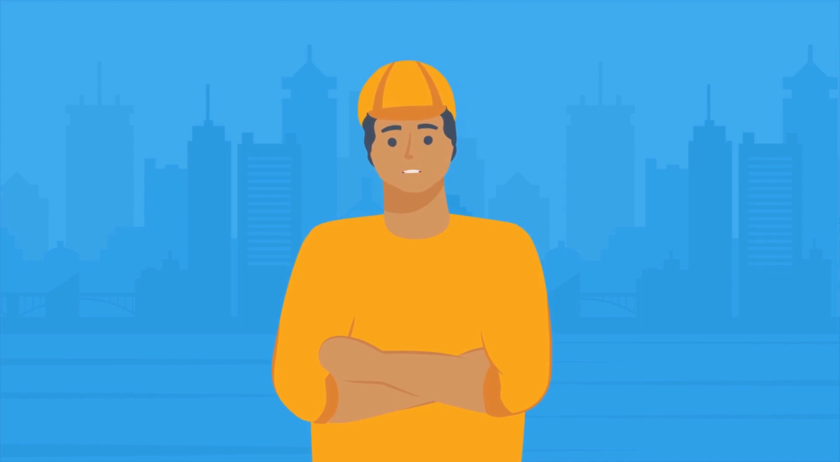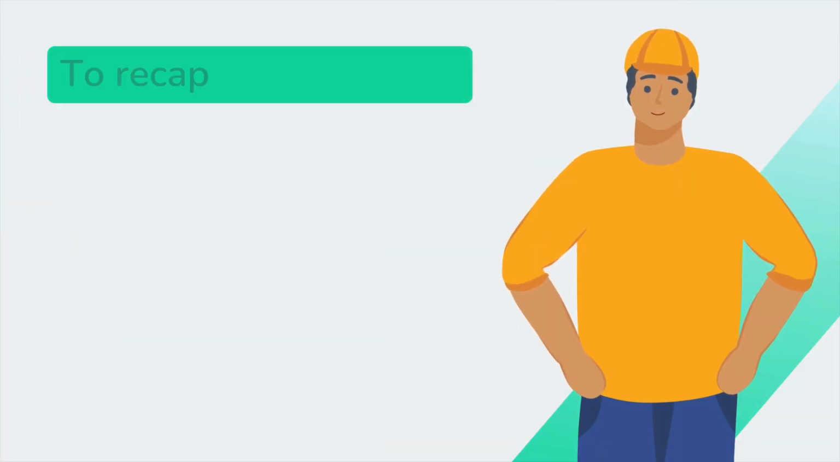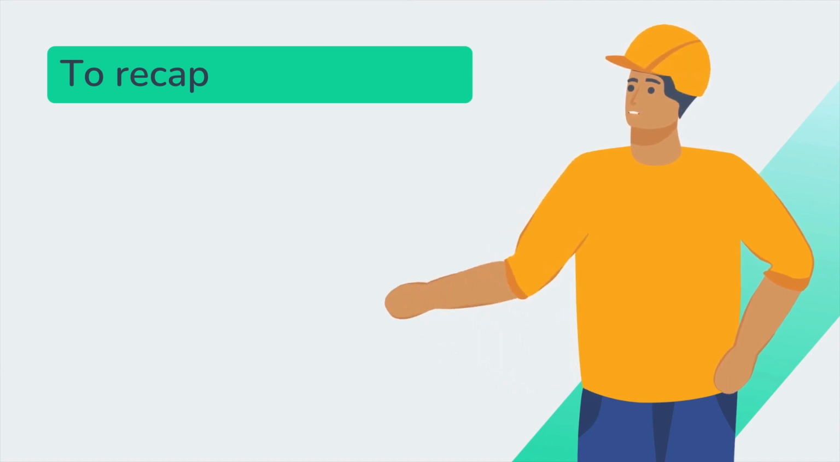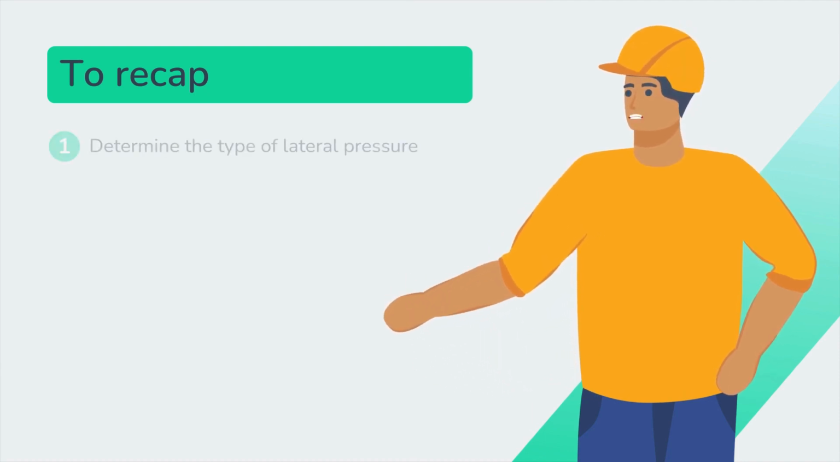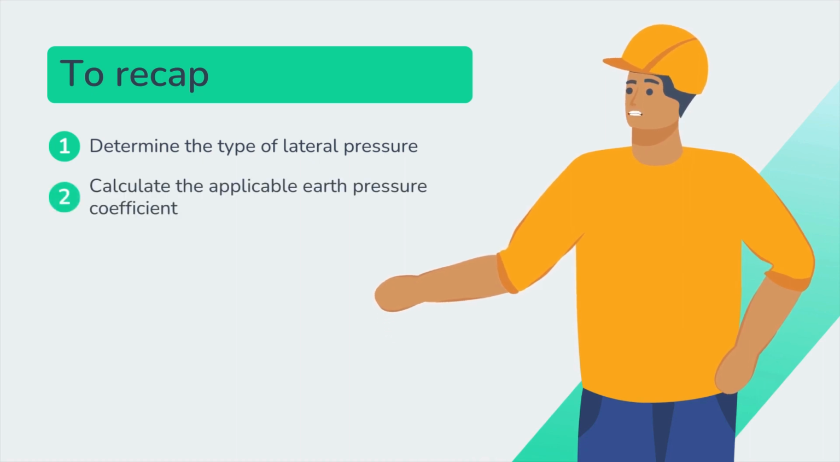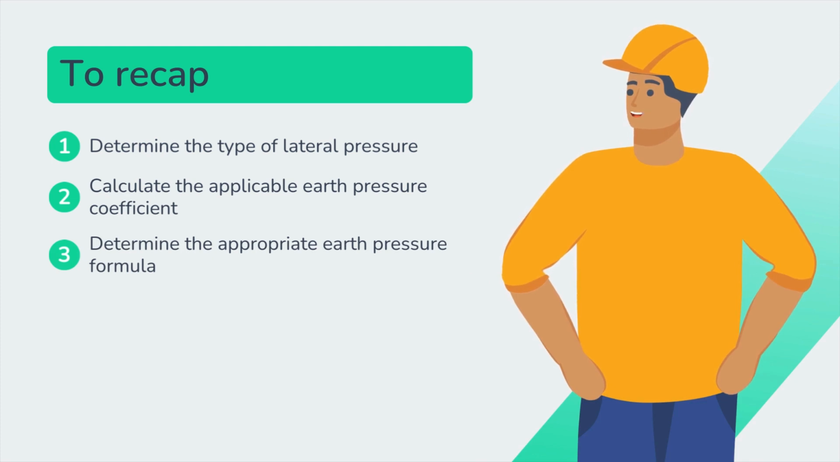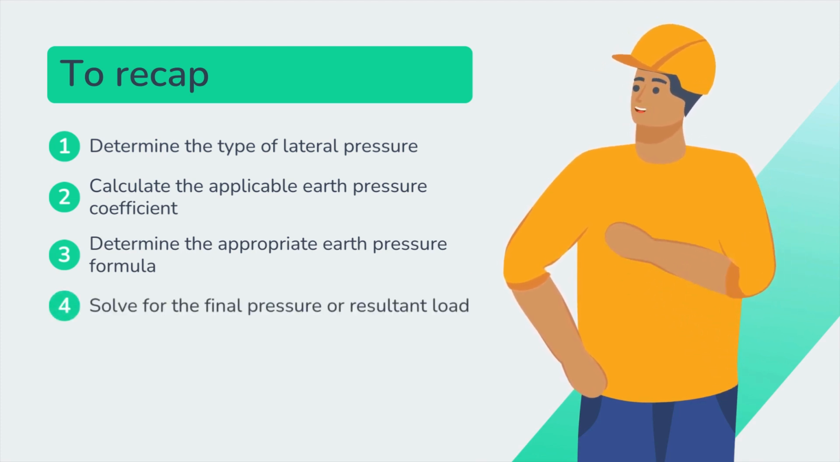Hello, let's get started with a soil mechanics question. To recap, we'll be using the following steps to solve this problem. 1. Determine the type of lateral pressure. 2. Calculate the applicable earth pressure coefficient. 3. Determine the appropriate earth pressure formula. 4. Solve for the final pressure or resultant load.